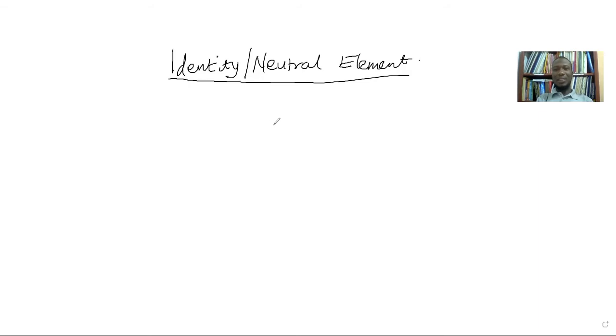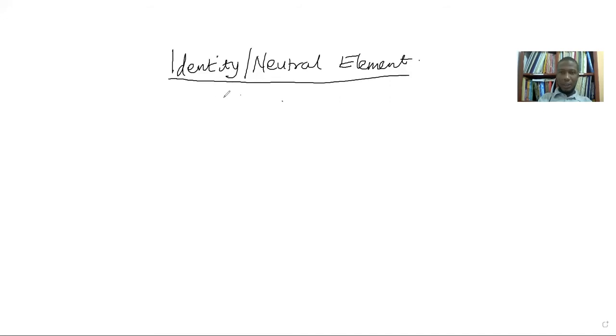In mathematics, an identity or neutral element is any element that's combined with other elements under an operation and leaves the other element unchanged. I'll give examples to explain that.